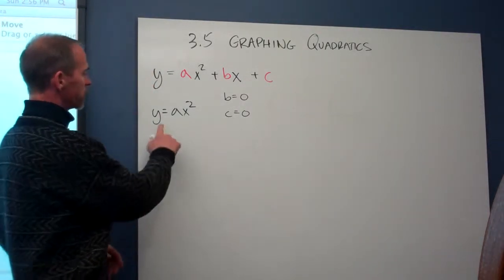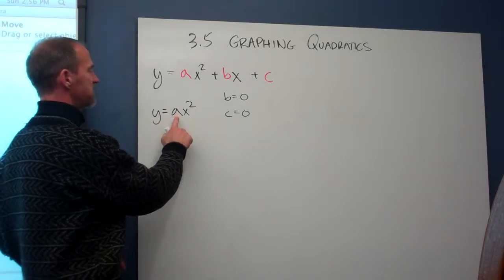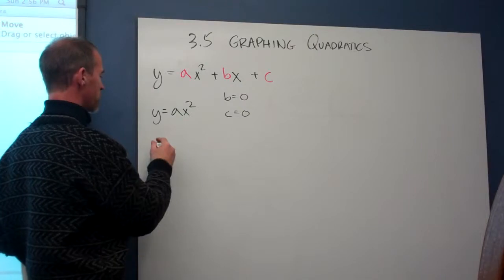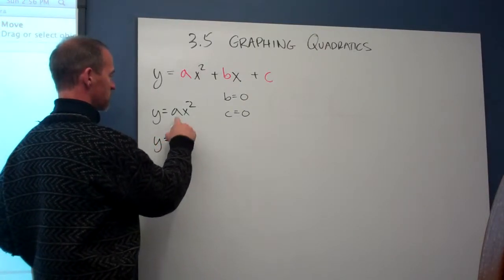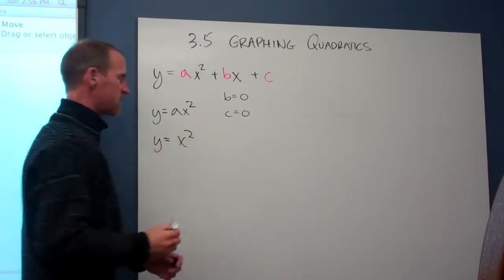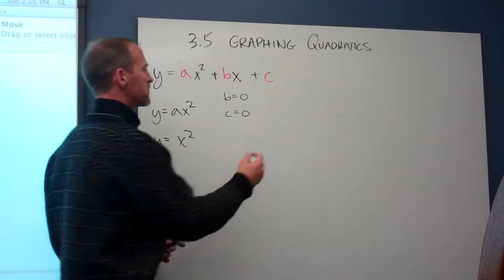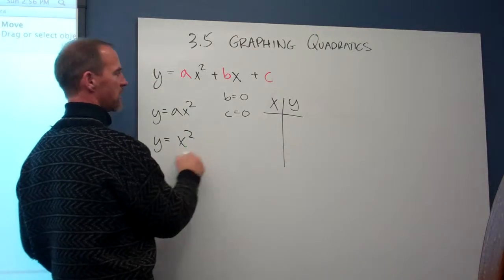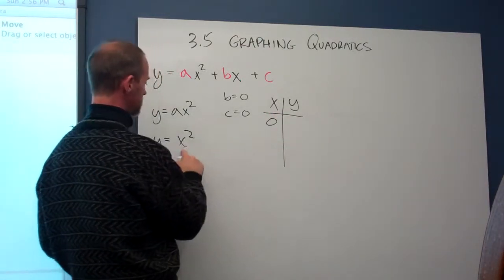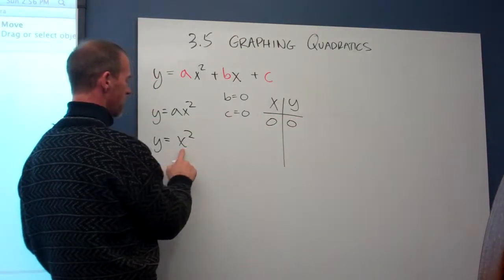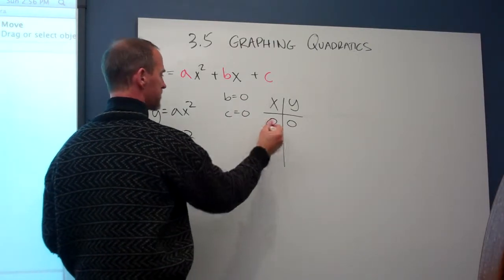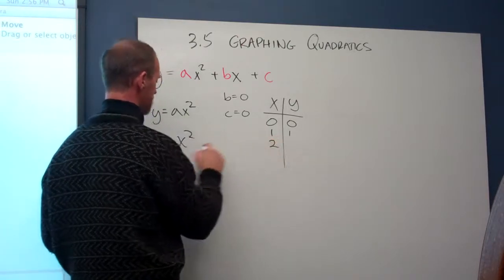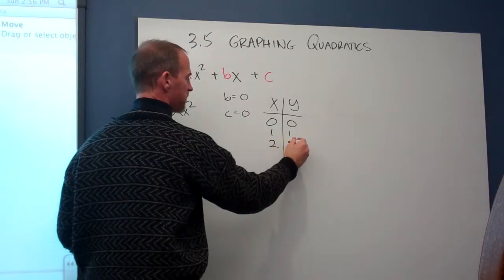Okay? So if we're looking at y equals then some number times x squared, we're going to just plot some points. The simplest one is if a equals just 1. So we've got y equals x squared. All right? So to plot some points, very simply, we've got our x and y chart. Start off always at 0. That's an easy place. 0 squared is 0. 1, if we sub in 1 for x, and 1 squared will give us 1. If I sub in 2 for x, 2 squared then gives us 4.